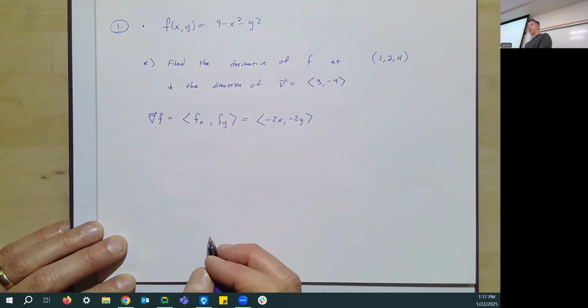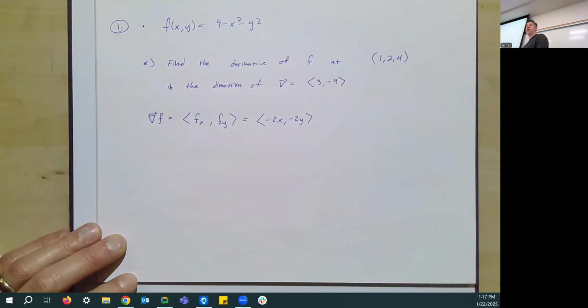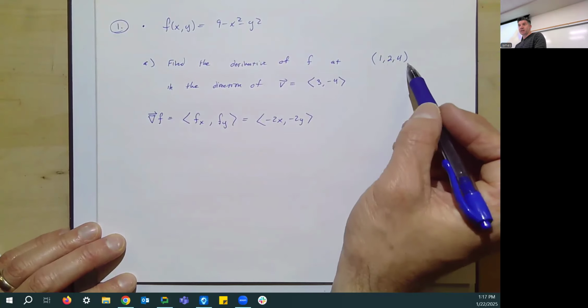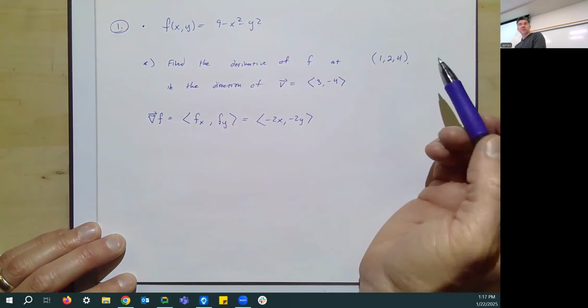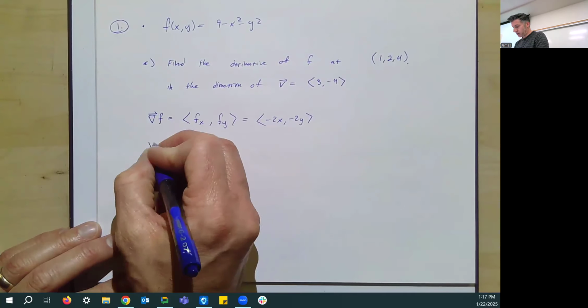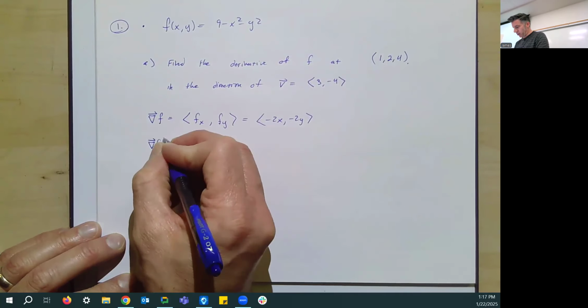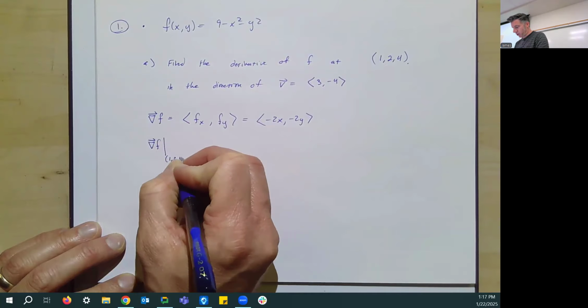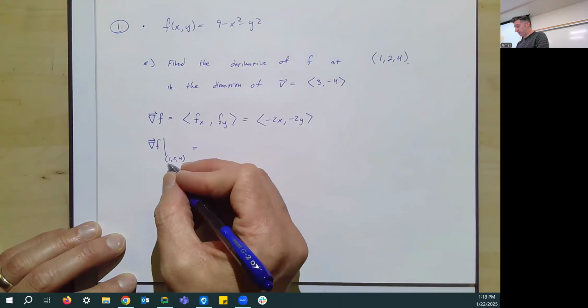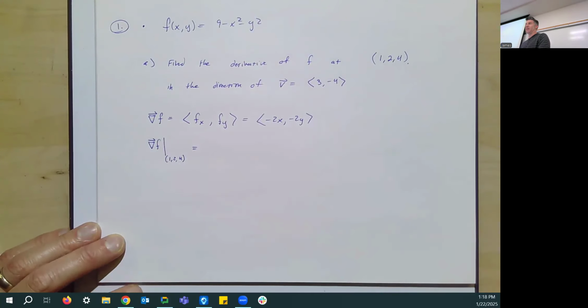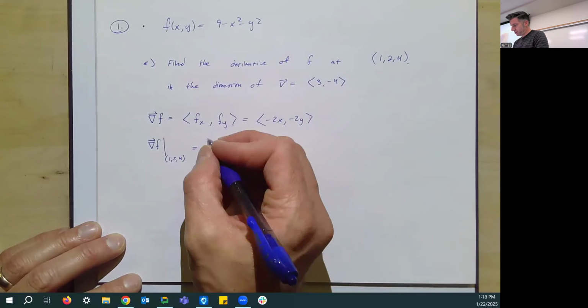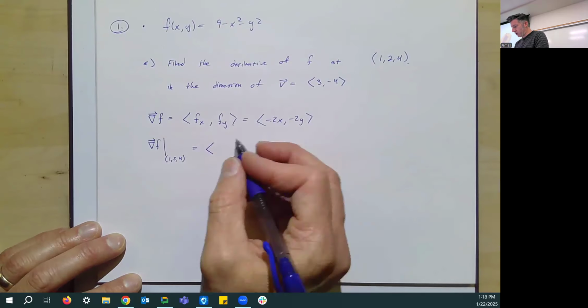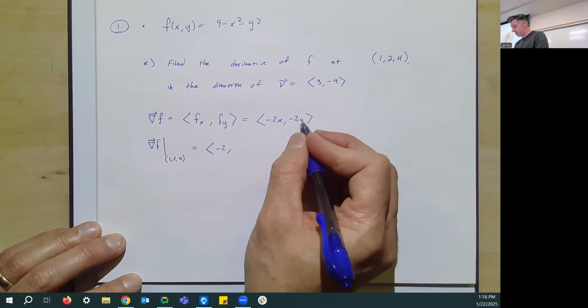And then we're going to plug in the point. Now, I kind of gave us the point in a weird way. I gave the x, y, and z coordinate. We don't really need the z coordinate here. So my gradient evaluated at the point 1, comma 2, comma 4, I'm just plugging in 1 for x and 2 for y, and there's nowhere to plug in z, as there really shouldn't be. I'm going to get negative 2 times 1, comma negative 2 times 2.